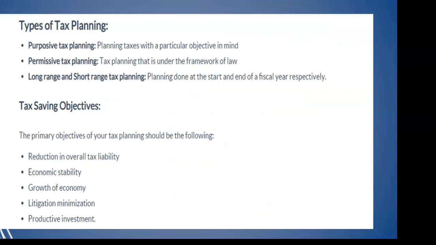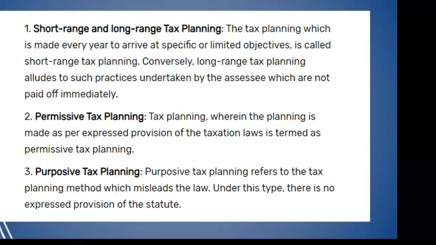How many kinds of tax planning are there? One can say three, namely purposive tax planning, permissive tax planning, and long range and short range tax planning. So what is short range and long range tax planning? Short range tax planning is made every year to arrive at a specific or limited objective.